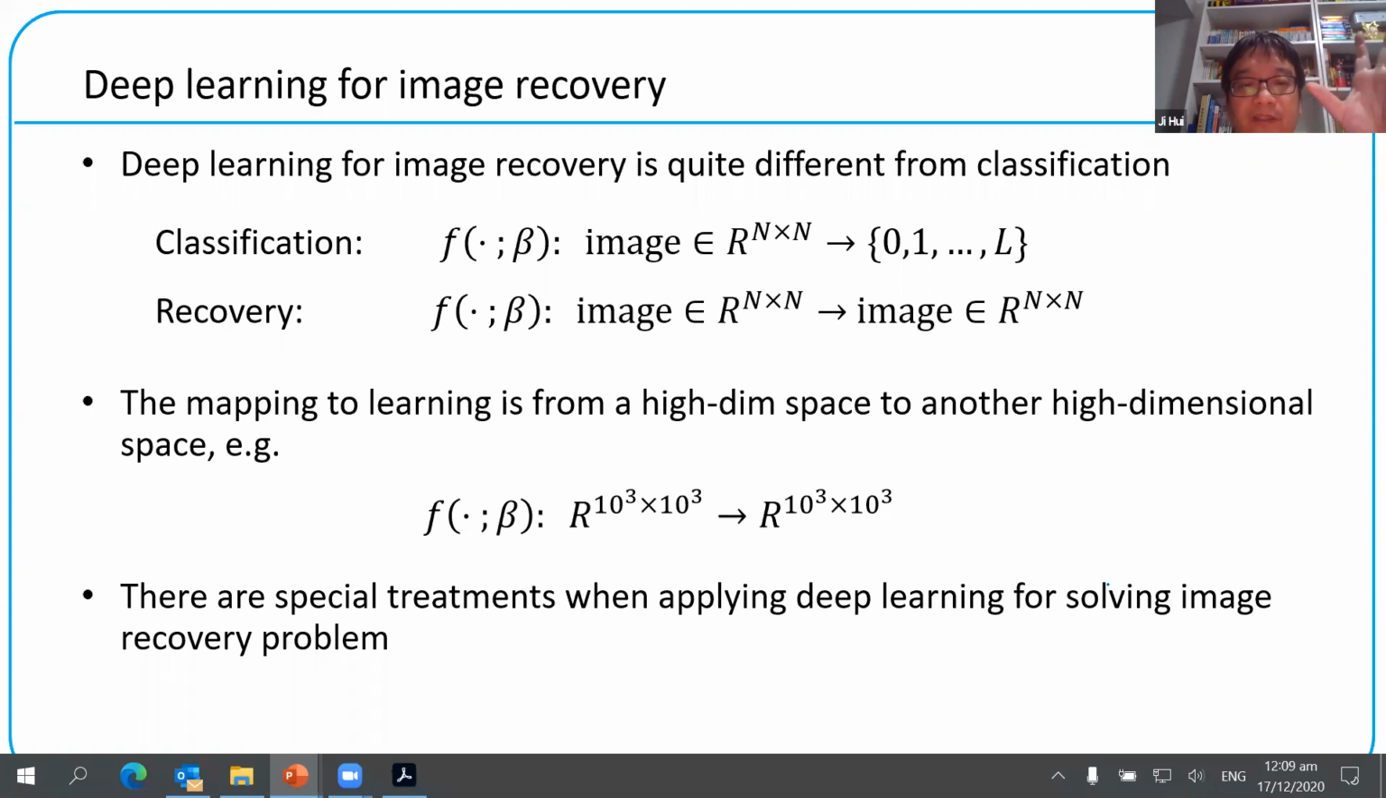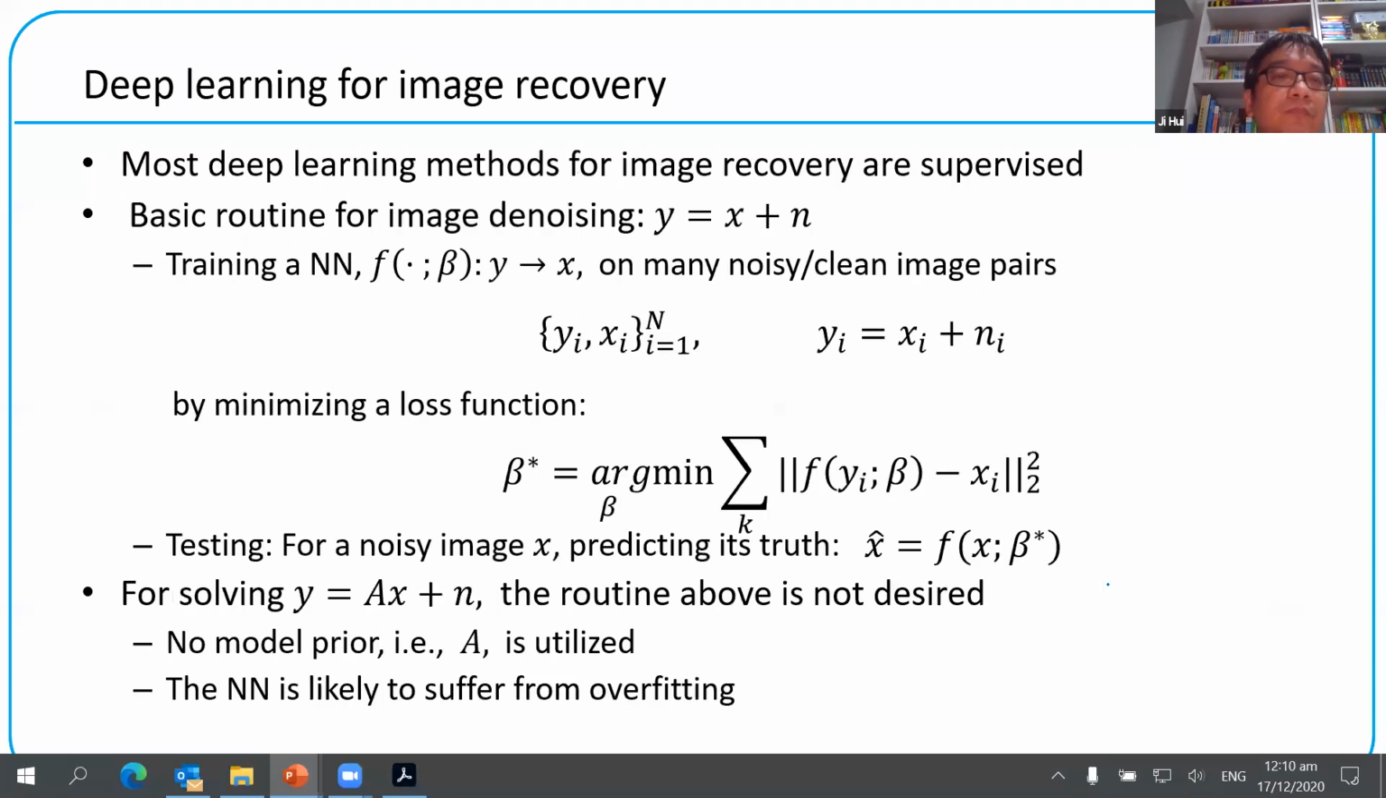One is mapping from high dimension to a discrete, finite space. The other is mapping from a very high dimensional space to a very high dimensional space. Therefore, you need some special treatment when you try to use deep learning to solve these image recovery problems. Most deep learning methods for image recovery currently are supervised.